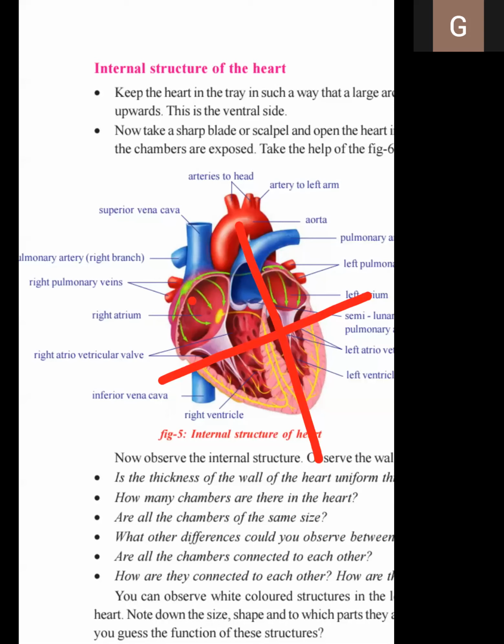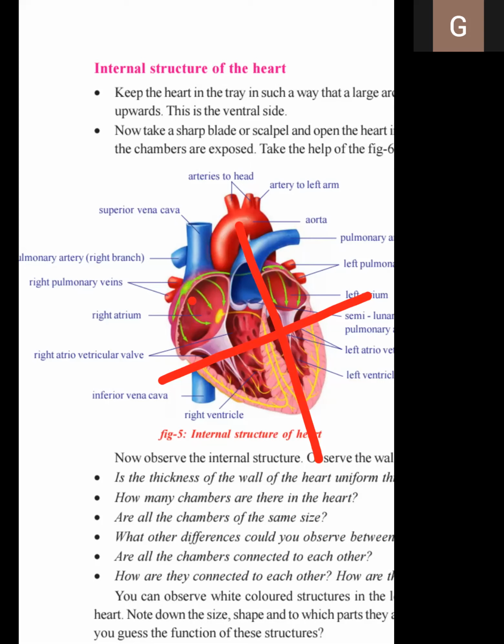Okay, that is the left ventricle. So the total heart is divided into four chambers. Two chambers are present on the right side, and the other two on the left side. On the right side, the upper part has the right atrium and the lower part has the right ventricle. On the left side, the upper part has the left atrium and the lower part has the left ventricle.